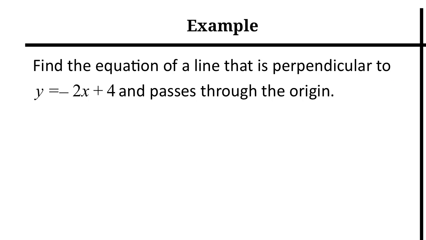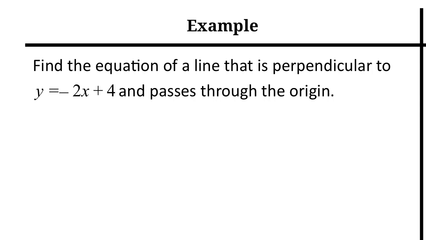In the example, we are asked to find the equation of a line that is perpendicular to y equals -2x plus 4 and passes through the origin. Before we even begin our solution, let's pick out some key pieces of information that were given to us in the question that are going to be relevant to us coming up with our final answer.